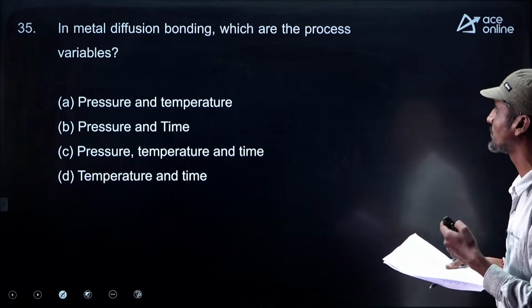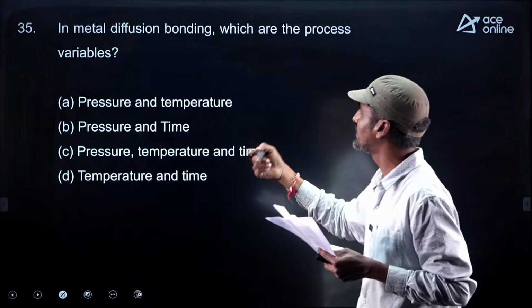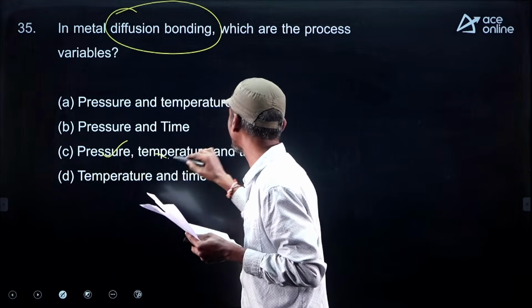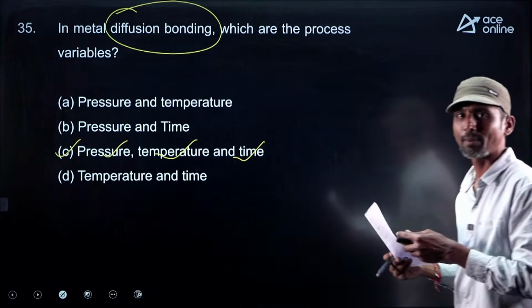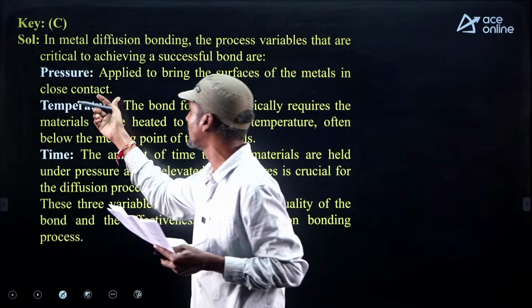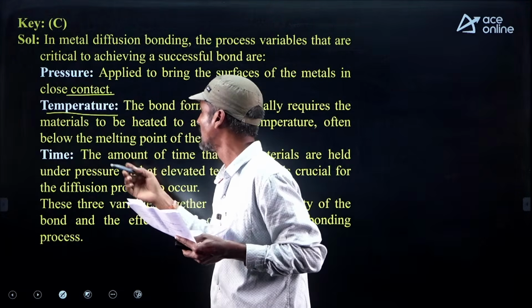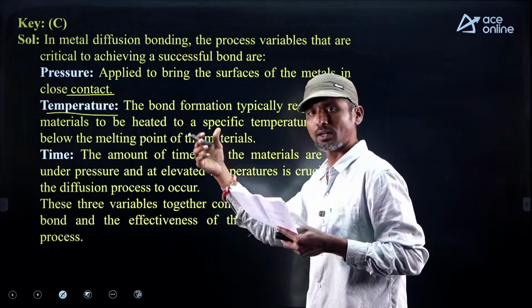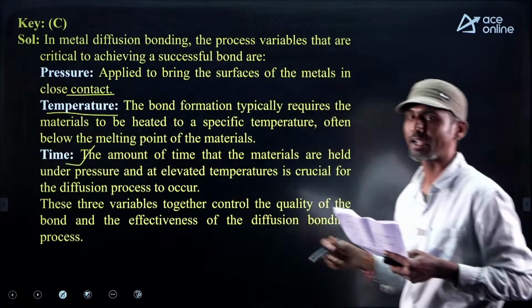As we move to the next one, in metal diffusion bonding, which are the process variables? To form any diffusion bonding, we have 3 main parameters: the pressure, the temperature and the time. The correct option for this question is option C. Each parameter has its own unique feature. The pressure makes the contact between the 2 surfaces, and the temperature heats the contact surfaces. With that, the bonding takes place with the help of pressure, and one more parameter we have is the time.